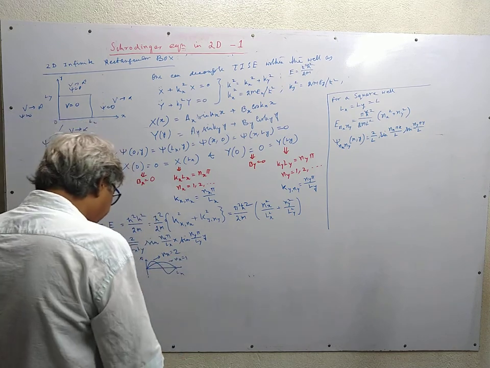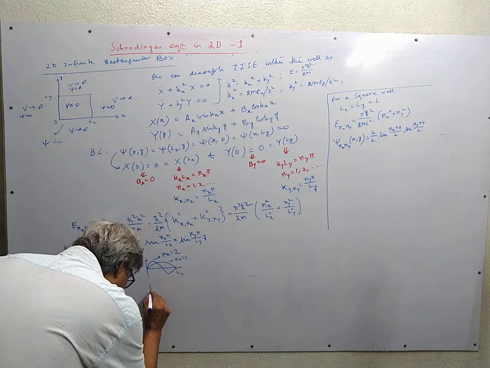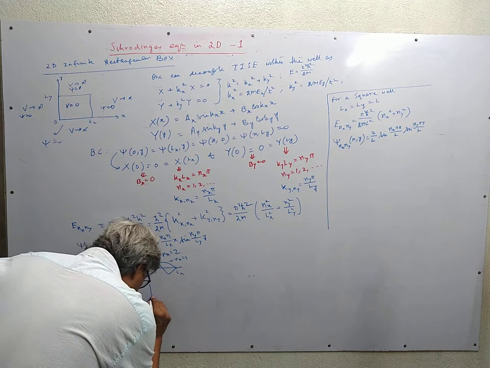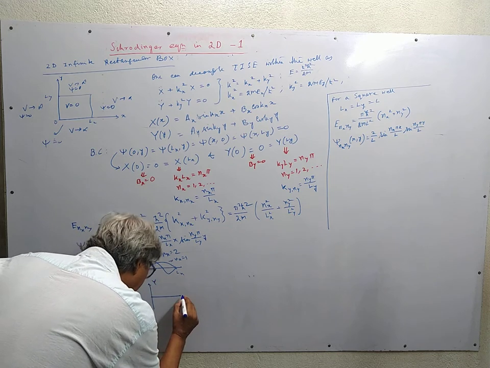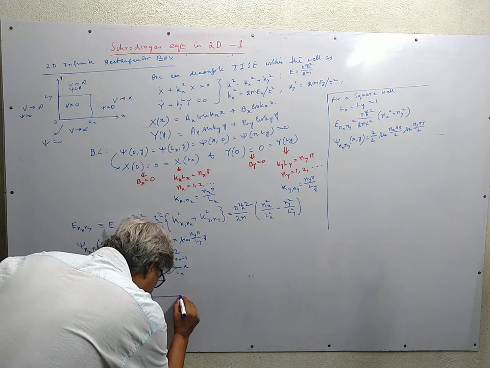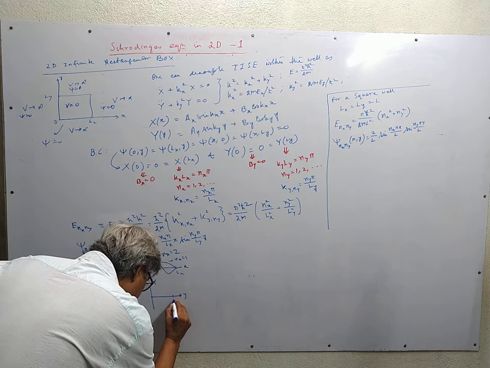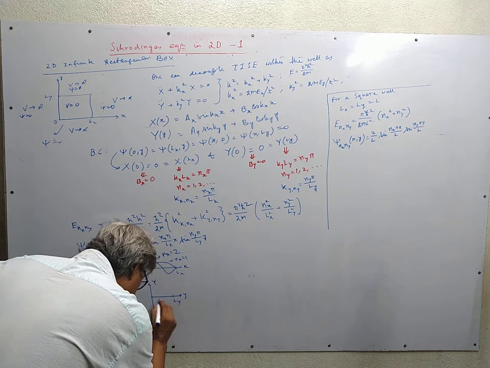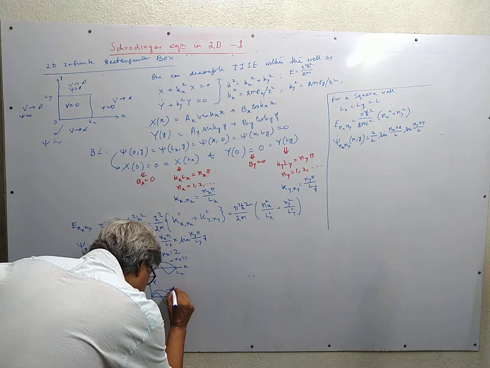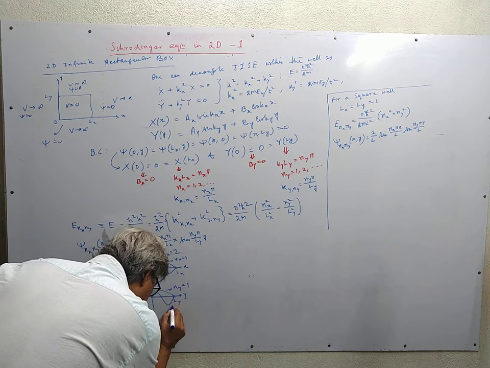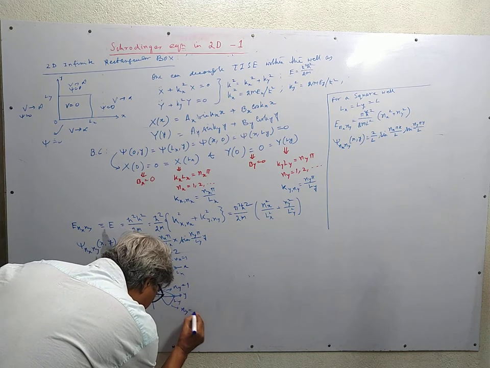Similar behavior will be obtained for the y direction too. This is capital Y and this is x, this is y. This is for the ground state and this is for the excited states. This is ny is equal to 1, this is ny is equal to 2.